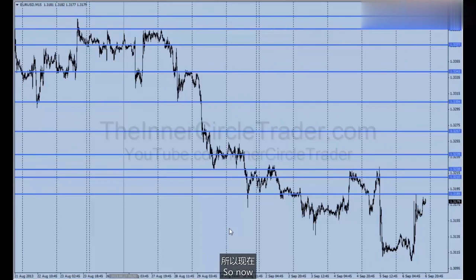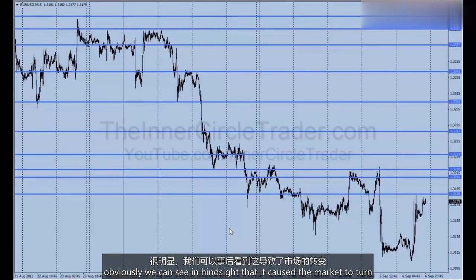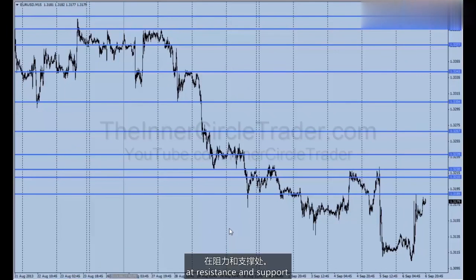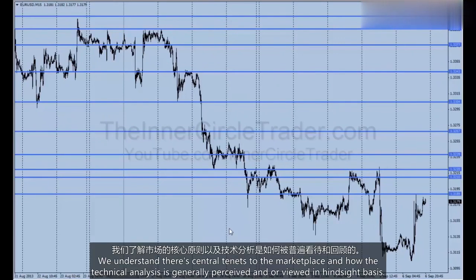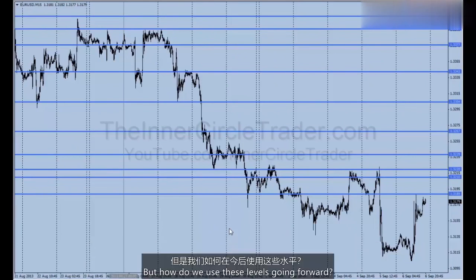Okay, so now obviously we can see in hindsight that it caused the market to turn at resistance and support, and once support was broken, it eventually traded back to it and found it as resistance. Okay, we understand those central tenets of the marketplace and how technical analysis is generally perceived and viewed on a hindsight basis. Okay, but how do we use these levels going forward?